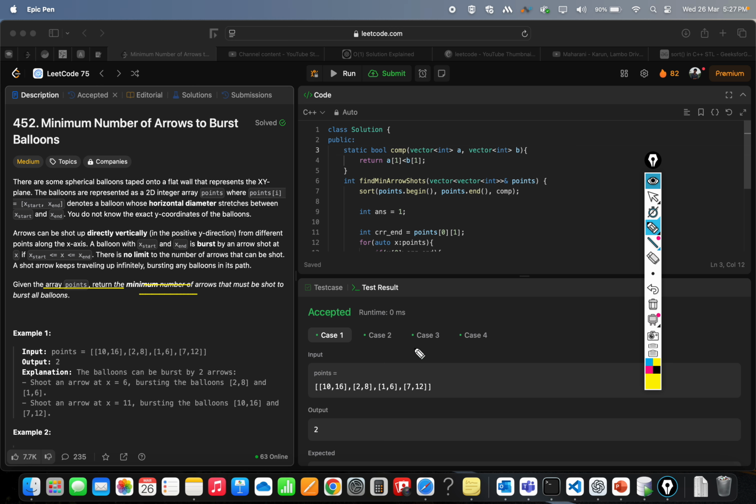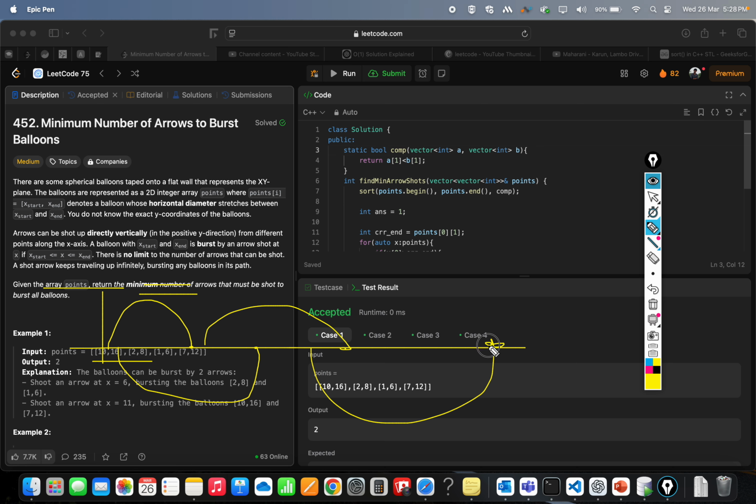Okay, so let's take an example like this, right? Let's plot this out. A balloon between 1 and 6, a balloon with 2 and 8, a balloon with 7 and 12, and a balloon with 10 and 16. So can we do something to find that? Okay, we can burst these two balloons with a single arrow and these two balloons with a single arrow. So there is a common thing between them.